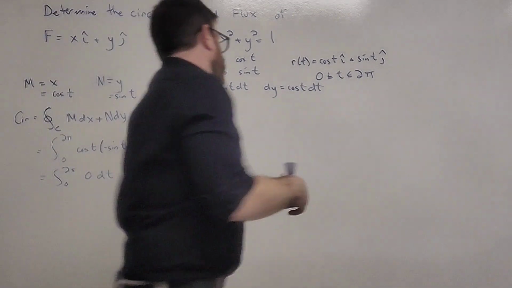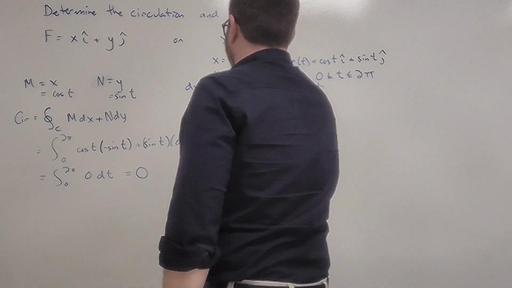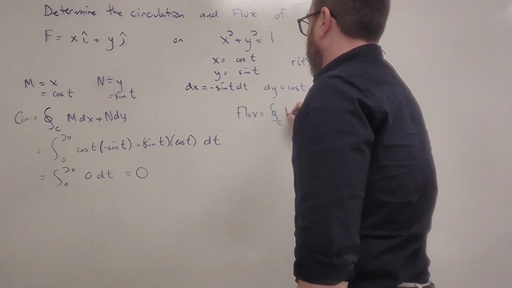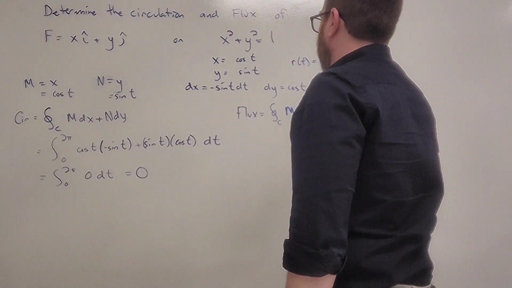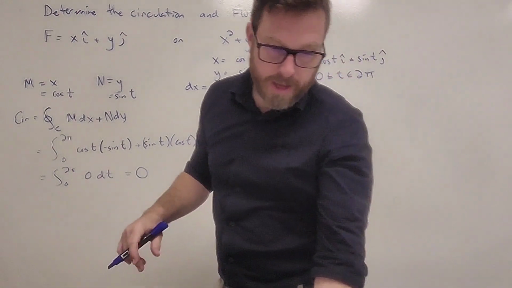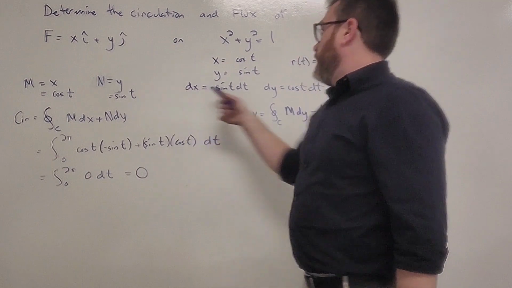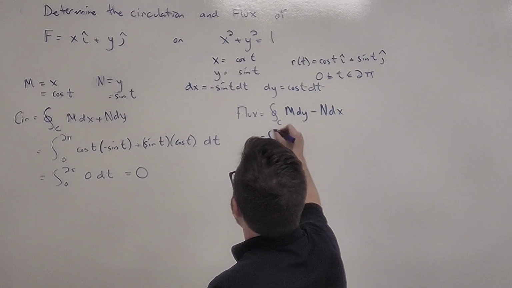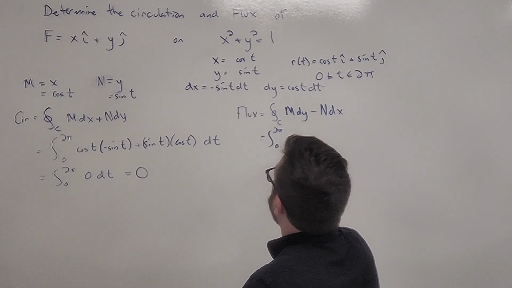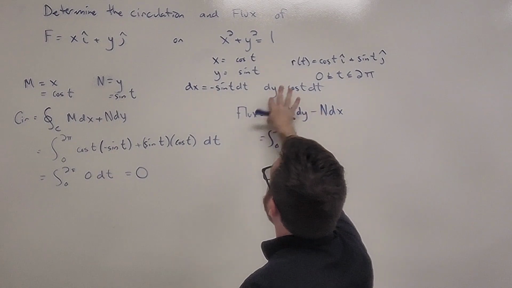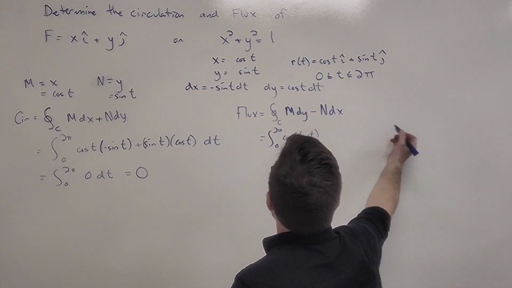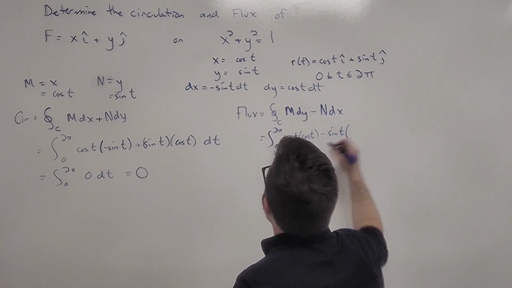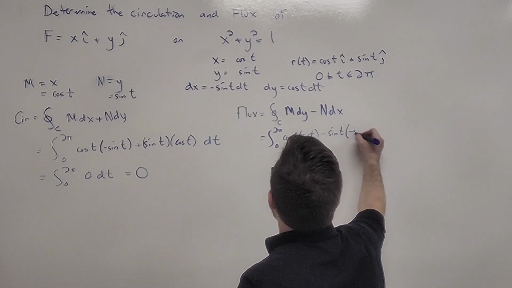Now, if you want to do flux, it's very similar. Your flux is going to be the integral over this closed loop of M dy minus N dx. And we already know M and N and dx and dy, so it goes very, very similarly. So this is going to be the integral from 0 to 2 pi of M, which is cosine of t, times dy, which is also cosine of t dt. I'm going to pull the dt over here again. Minus N, which is sine of t, times dx, which is minus sine of t dt.